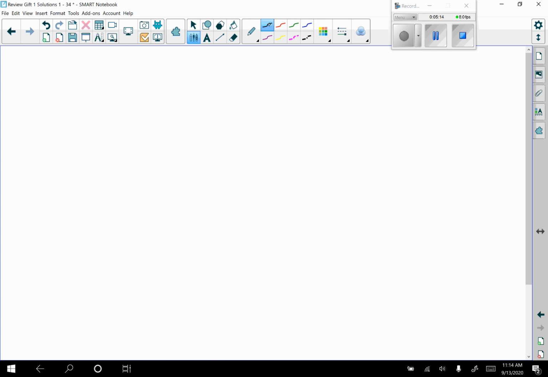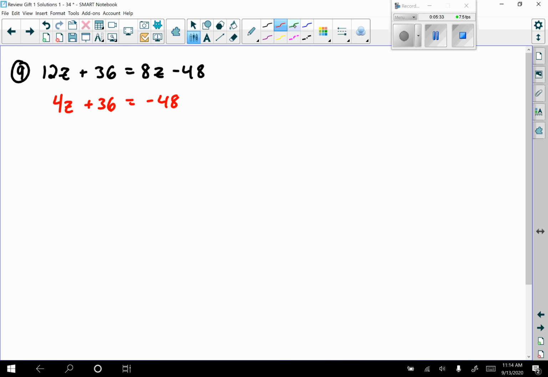All right, the next set, we're solving equations. So for number 9, we have 12z plus 36 equals 8z minus 48. All right, I want to start by subtracting 8z from both sides. So when I do that, I'll get 4z plus 36 equals negative 48. Next, I want to subtract 36. So I could do minus 36 here, minus 36 here. These cancel. I have 4z.